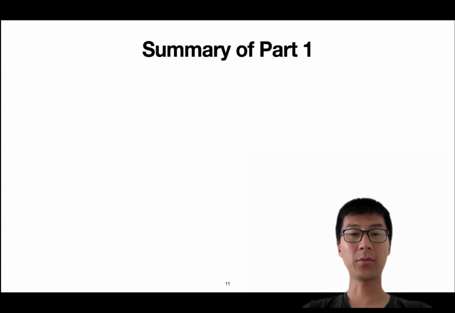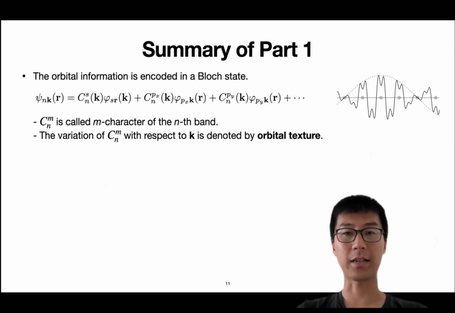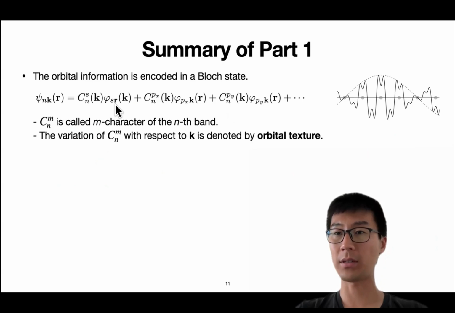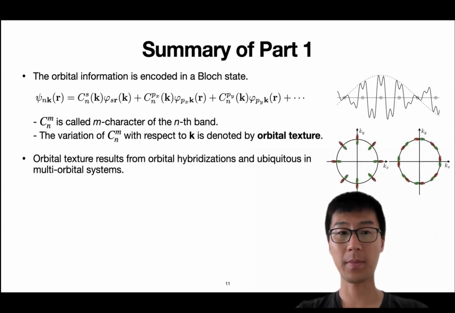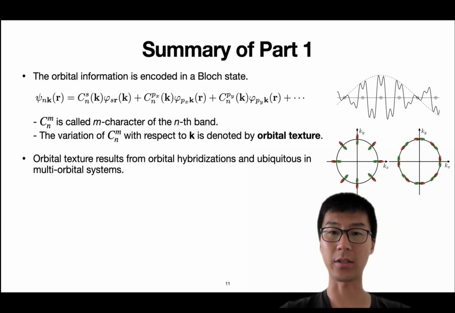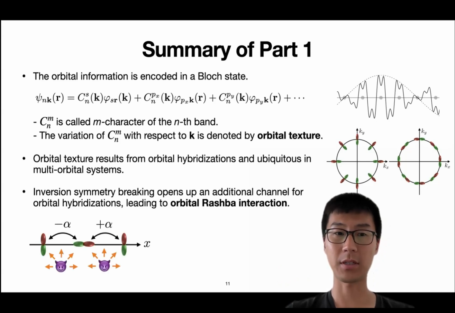So in part one, we have looked at how the orbital information is encoded in the Bloch state, in a way that Bloch functions are constructed from atomic orbitals, and then they can serve as basis states. And this C is called the orbital character of the band, and this C can change in k space, and this is called orbital texture. And orbital texture appears in many different systems because orbital hybridizations are quite ubiquitous in many multi-orbital systems. And symmetry is so crucial because it decides what types of textures are allowed.